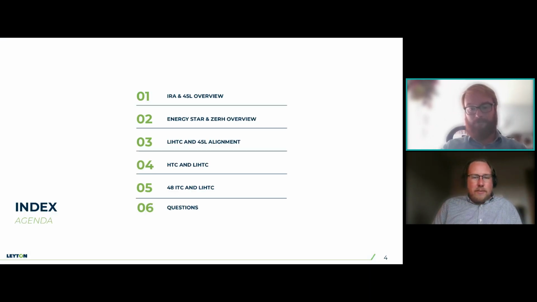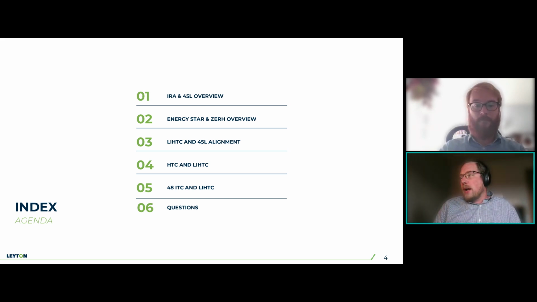Great. So here is an overview of our topics that we'll be talking through today. We're going to begin with a brief overview of the IRA, which is the Inflation Reduction Act, as well as discussing the 45L tax credit and updates that impacted it through that act. We will discuss the energy efficiency programs such as Energy Star and Zero Energy Ready Homes that are associated. We will jump into the alignment between LIHTC and 45L, as well as the historic tax credit and the 48 ITC investment tax credit. And then finally wrap up with some questions from the audience.